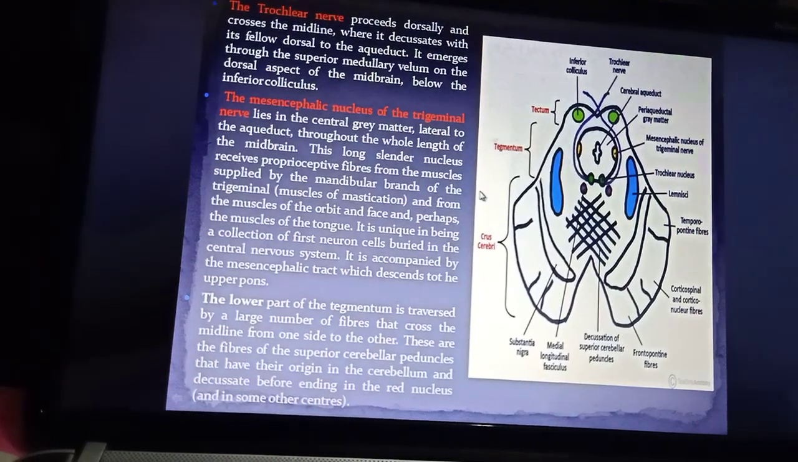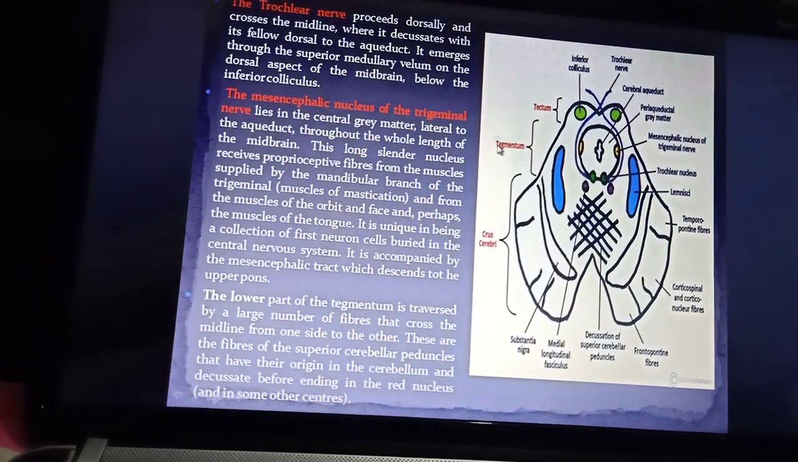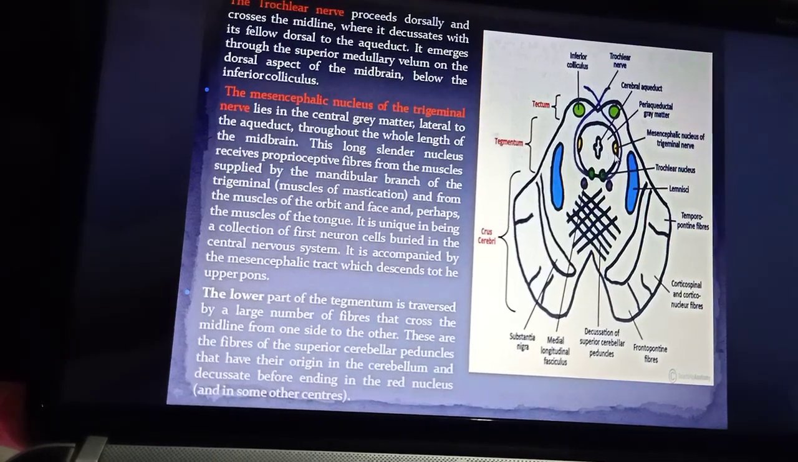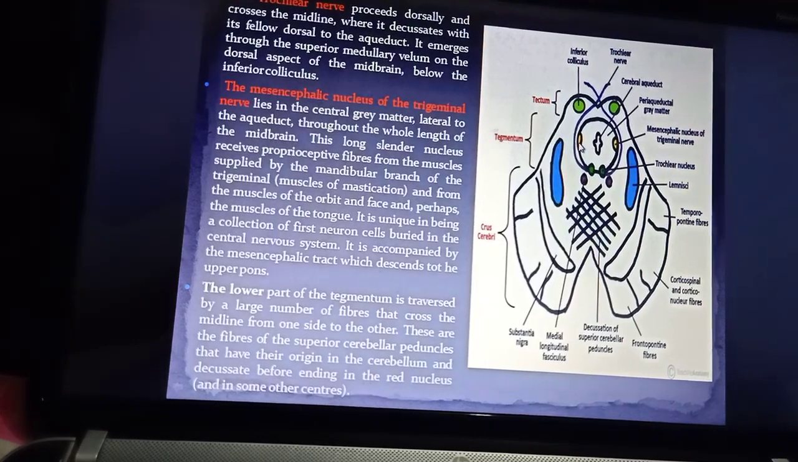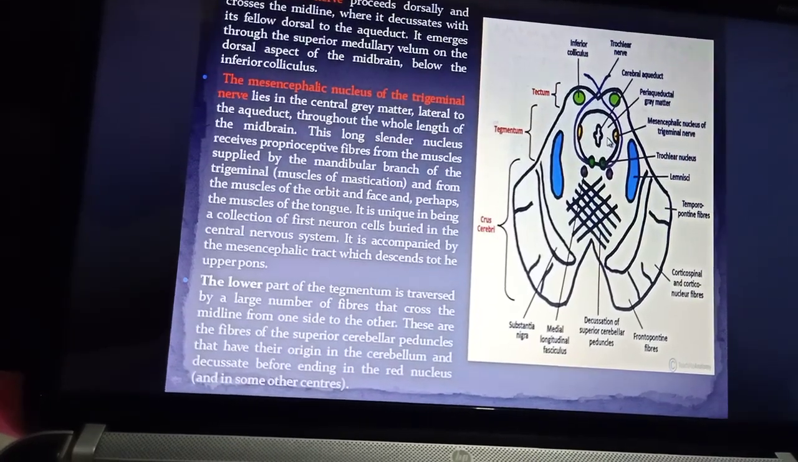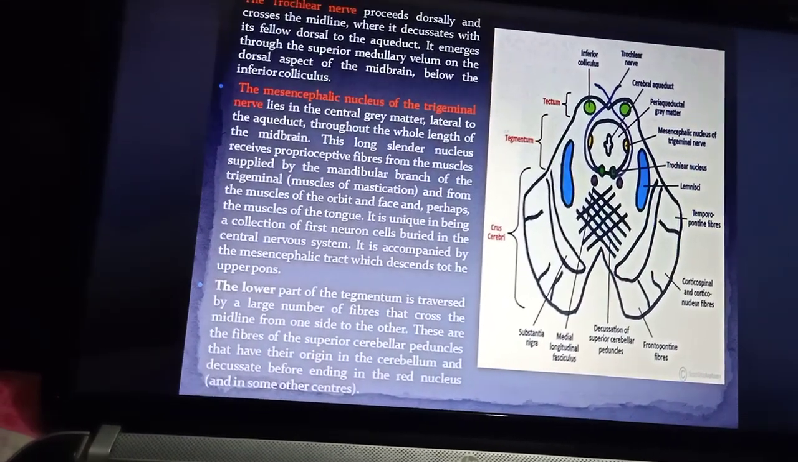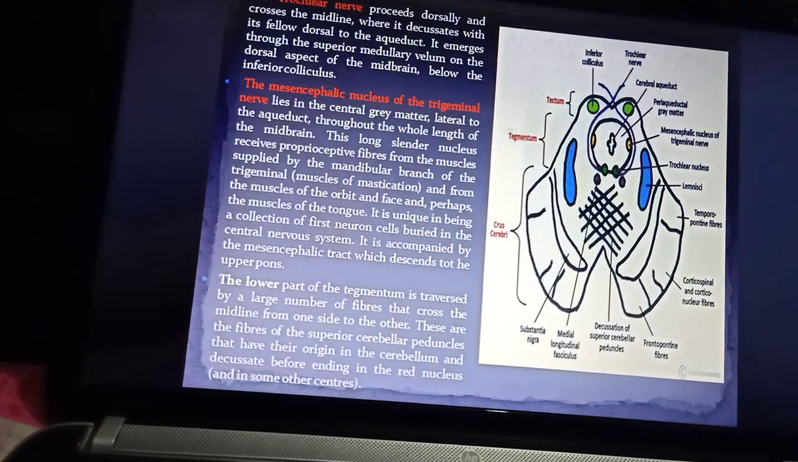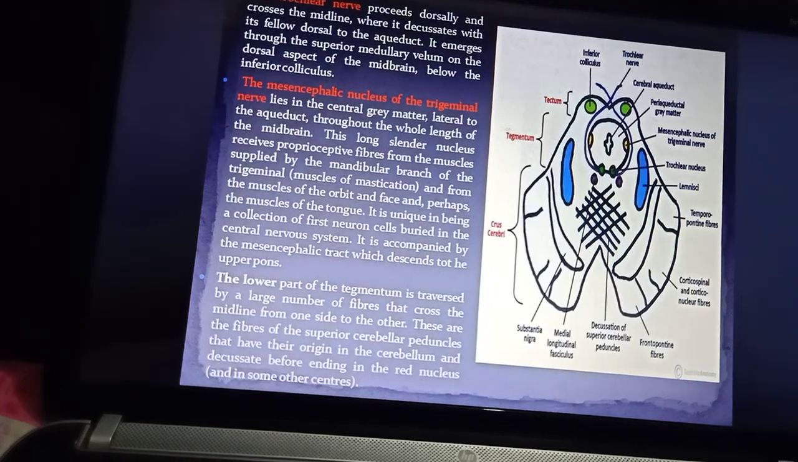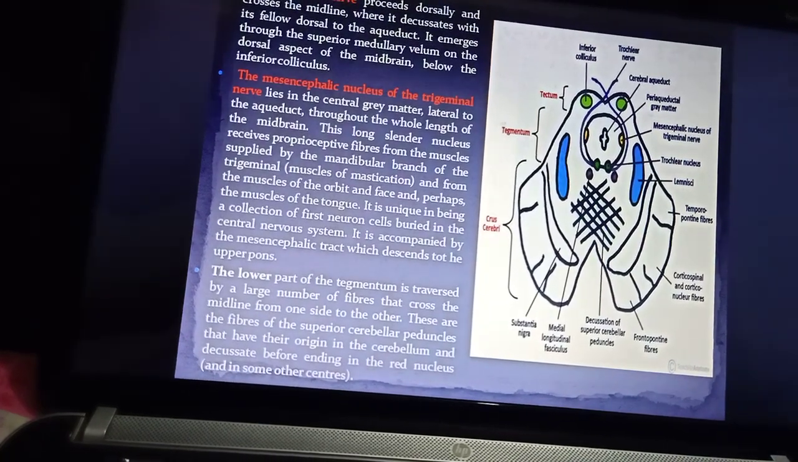The mesencephalic nucleus of the trigeminal nerve lies in the central grey matter lateral to the aqueduct. Here is the mesencephalic nucleus of the trigeminal nerve. This long slender nucleus receives proprioceptive fibers from the muscles supplied by the mandibular branch of the trigeminal nerve, that is, the muscles of mastication, and from the muscles of the orbit and face.